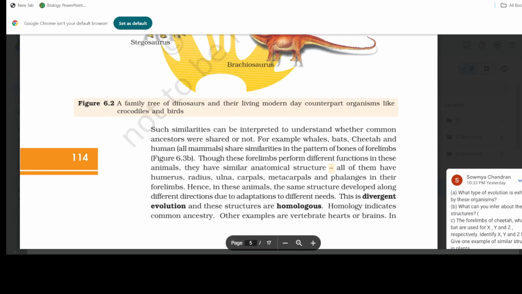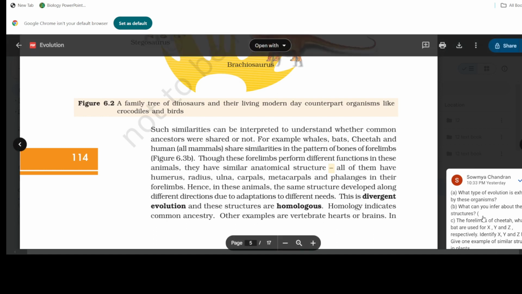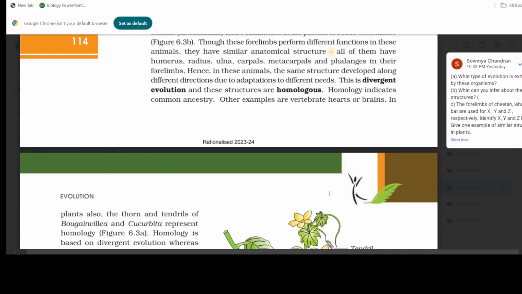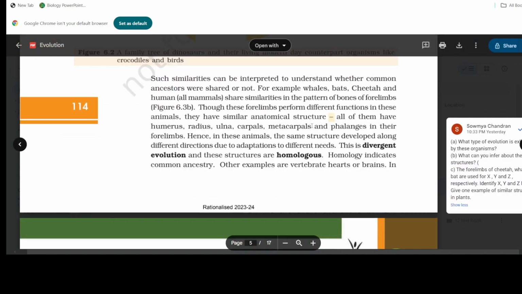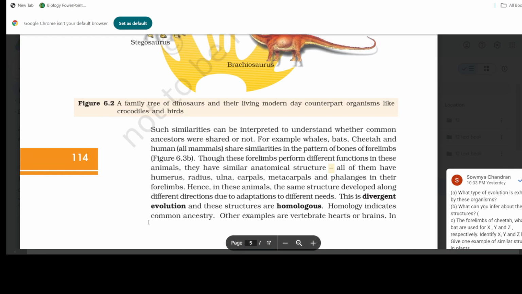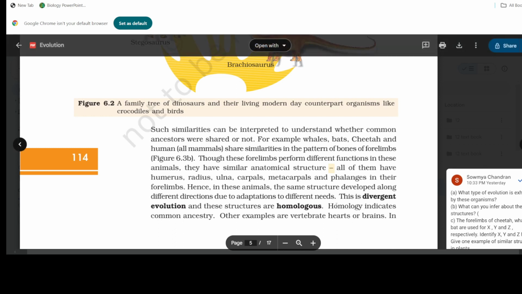Why are they homologous organs? Because they are similar in their pattern, but the function, the purpose they serve, is different. In whales it's different, in bats it's different, in cheetahs and humans, or mammals, it's different. What can you infer about these structures? You can write that they have the same morphology but different functions. And this homology indicates common ancestry. They have all evolved from a common ancestor. So it indicates common ancestry.